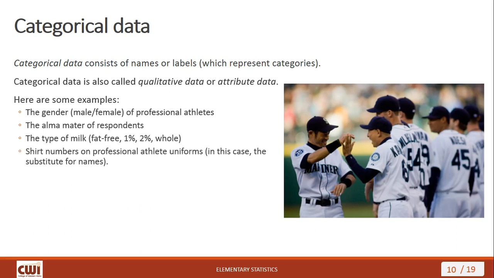Likewise, the shirt numbers on professional athlete uniforms. The numbers are just substituting for names. And so because it's a name or an identifier, that makes it categorical data. So even though they're numbers, don't just say that because something is a number that it's automatically quantitative data. That's not always the case. Sometimes numbers can be categorical data. So you need to look and see, is this a name or a label for something? Is this a unique identifier? If it's a unique identifier in some way, then that's going to make it categorical data, even though it's a number.